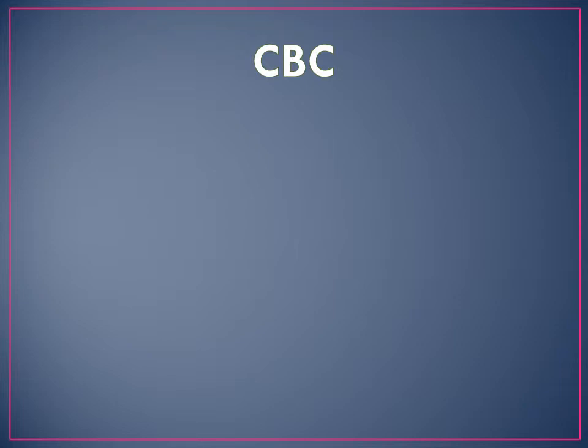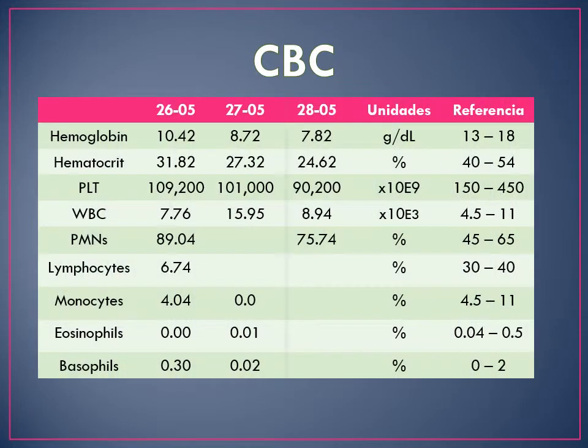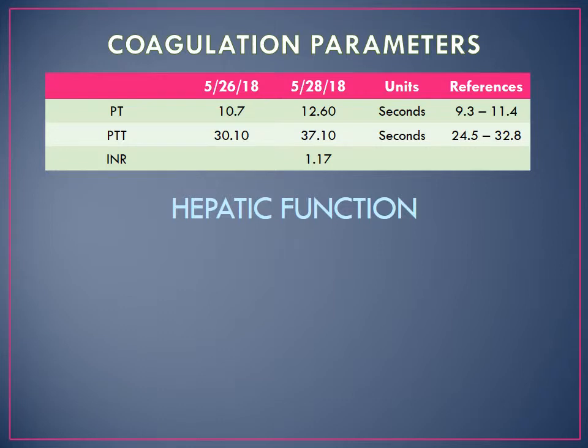His platelets were also dropping. He had thrombocytopenia initially, and then it went all the way down to 90,000. And he had transient leukocytosis with left shifting as well. There was no evidence of eosinophilia or monocytosis or lymphopenia. Interestingly, the coagulation parameters were normal and they were not prolonged.